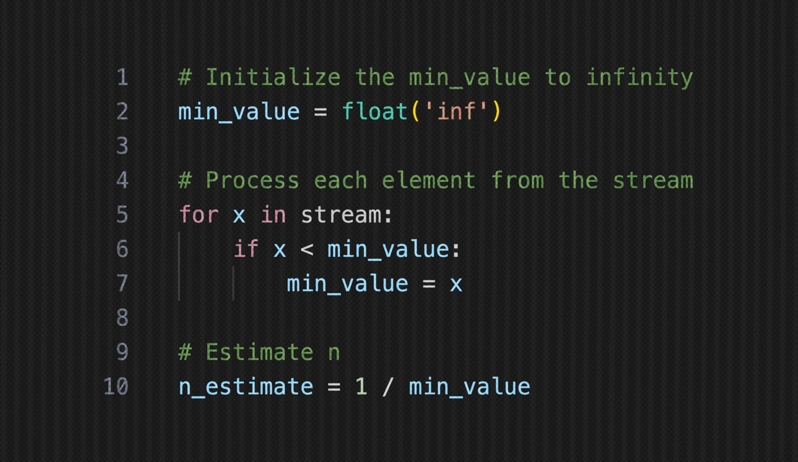Here's what a rough algorithm would look like. As numbers come in, we just keep track of the smallest one we've seen so far. Then, when we want an estimate for n, we can simply return 1 divided by the smallest number. The key thing to note here is that we don't need to remember all the numbers we've seen so far, just the smallest one, which makes the algorithm more efficient.